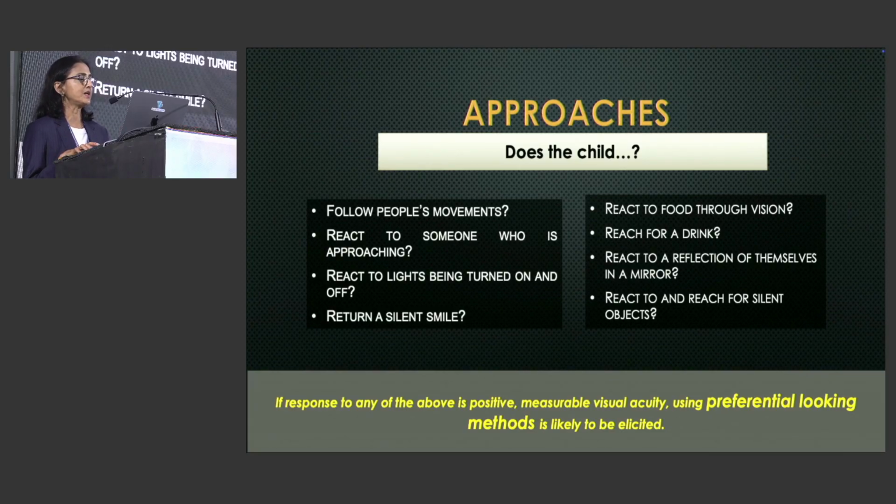So in the history, how do you approach the child? You have to ask questions like, does the child follow people's movement? React to someone who is approaching him? React to lights being turned on and off? Return a social smile? React to food through vision? React to a drink? React to the reflection of themselves in a mirror? React to and reach for salient objects? If the response to any of these above questions is positive, measurable visual acuity using preferential looking methods is likely to be elicited.